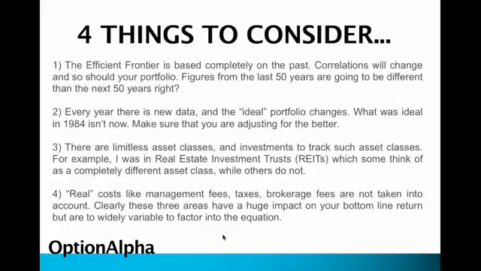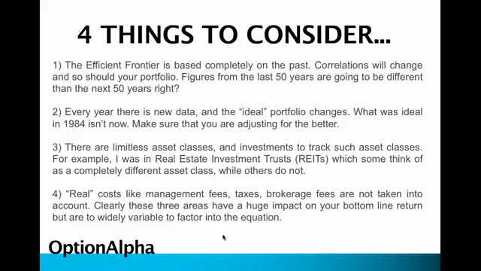So there are 4 things to consider, and I'm going to go over these in detail. The efficient frontier is based completely on the past. Correlations will change, and so should your portfolio. Remember that figures from the last 50 years are going to be different than the next 50 years, right? And this is very easy to understand. In the last 50 years of trading, we didn't have as many tech and computer and internet companies. Now that we're transitioning to the next 50 years, we're going to have much, much more of those. Those are going to be more efficient, better for risk and reward, possibly, and the portfolio is going to adjust and change.